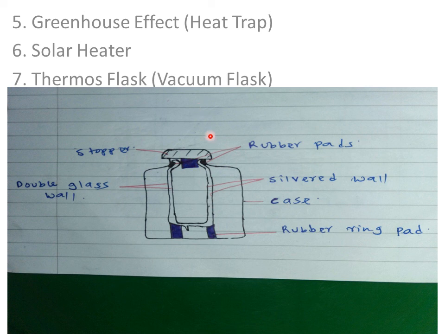So here are some of the parts of a thermos flask. It has what we call the rubber pads, it has a stopper, it has some silvery wall case, then we have a rubber ring. It also has what we call the double walls. The flask is made of a high quality glass blown in such a way that it is double walled. So these are what we are calling the double walls. We have one wall here, then another wall, so we have the double wall there.